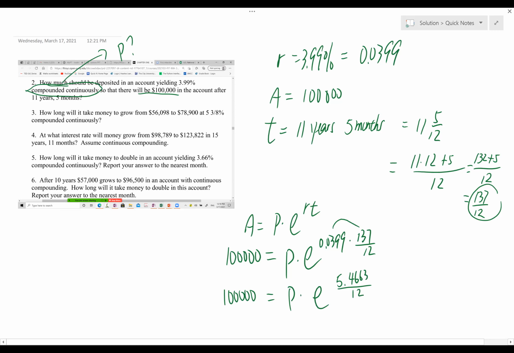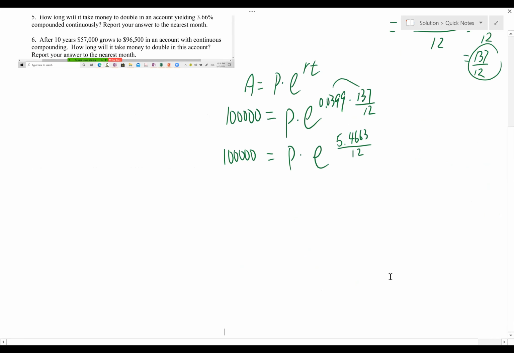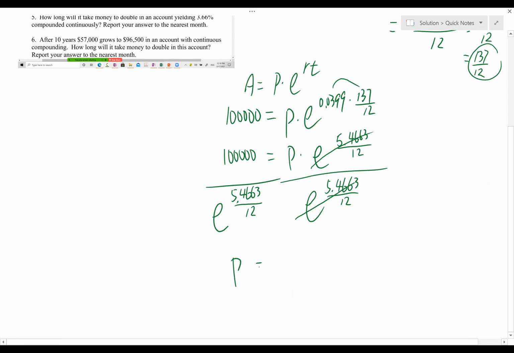Now solving for P, you just have to divide both sides of the equation by this exponent. So dividing by e raised to 5.4663 over 12. We cancel the exponent on the right, and P is by itself, so P equals 100,000 divided by e raised to 5.4663 over 12.